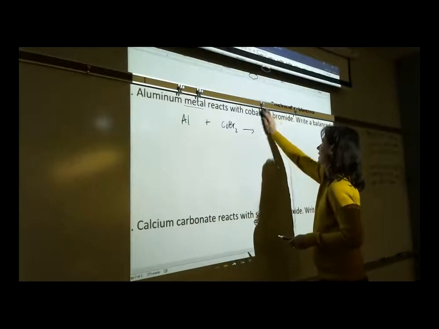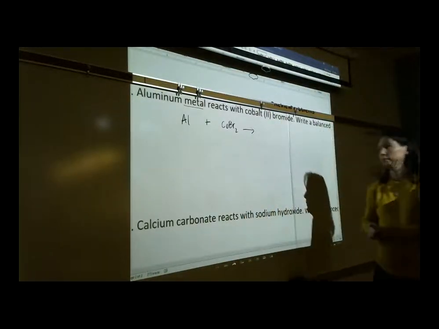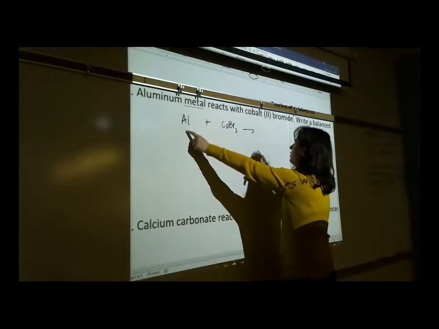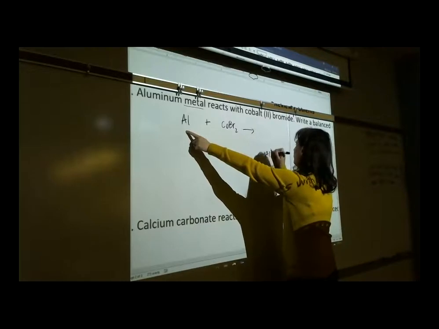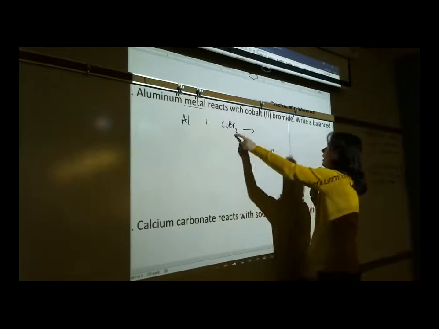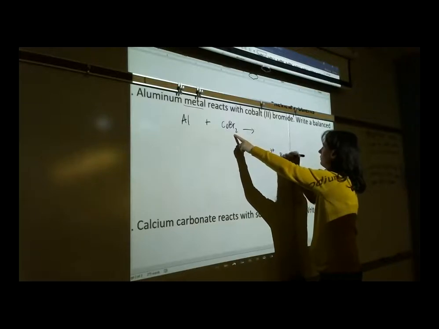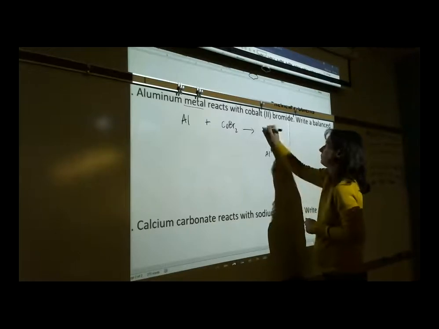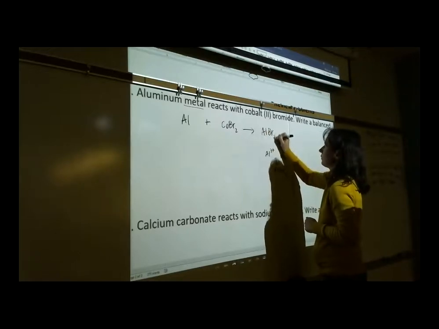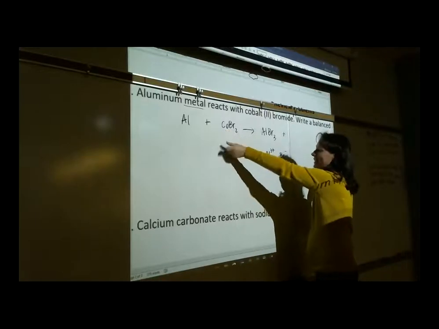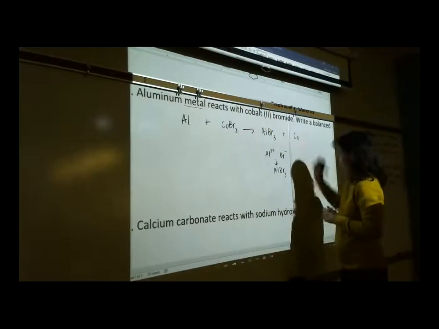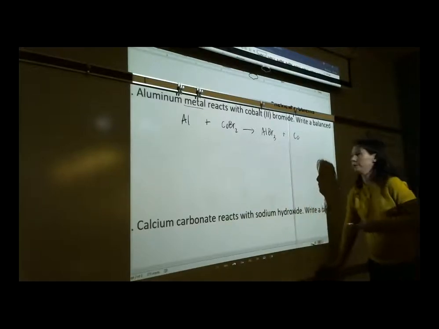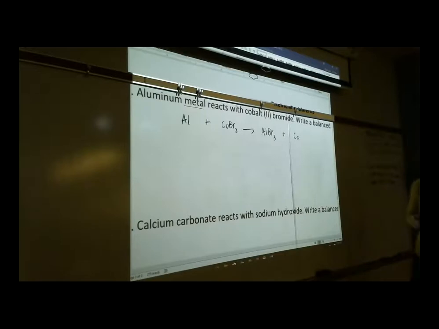What kind of reaction is that? Single displacement, right? So that means that the metal becomes the new cation. So it's going to become Al3+, and it's going to get together with whatever that anion is. So that would be AlBr3. And whatever the cation was gets kicked out as the metal. Remember, the metal has no charge. Is this balanced?